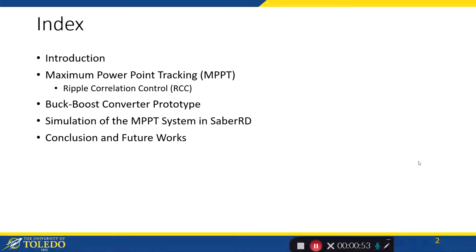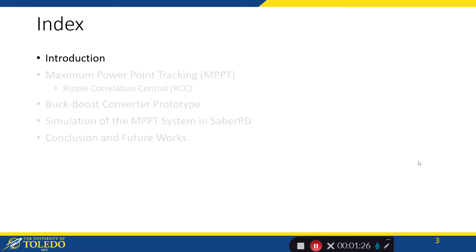This is the brief outline of the whole paper, where I'll start with an introduction on the paper and then talk about the maximum power point tracking algorithm that was used, which is the ripple correlation control, or RCC, and then talk about the buck boost converter prototype that was developed for this project, and next move on to the simulation of the whole system in SaberRD, and then finish up with some concluding remarks and points on future work. So let us go ahead with the introduction.